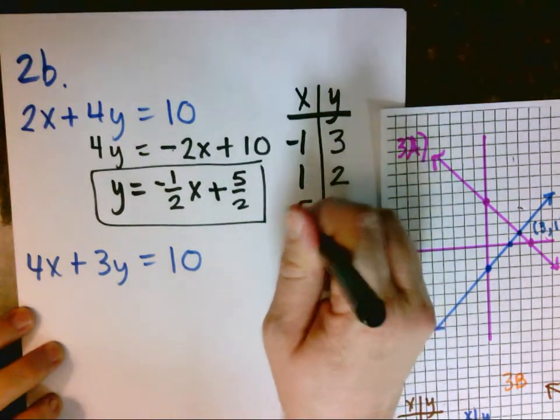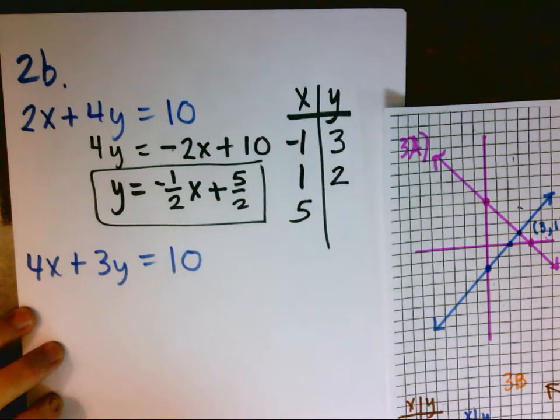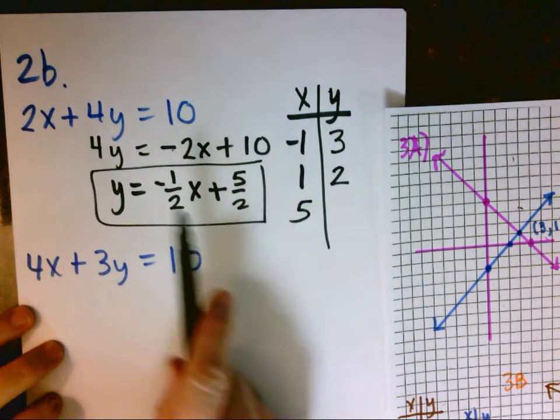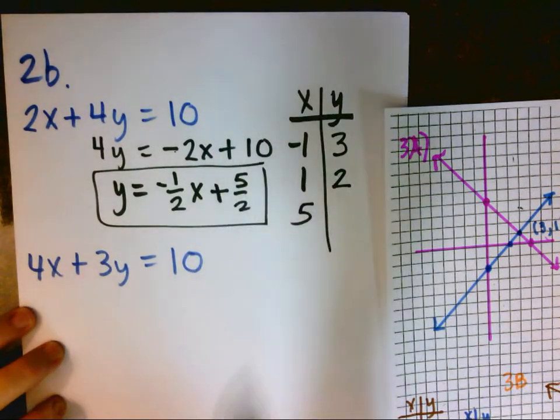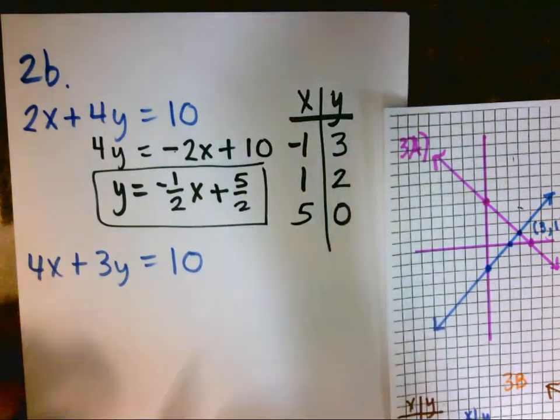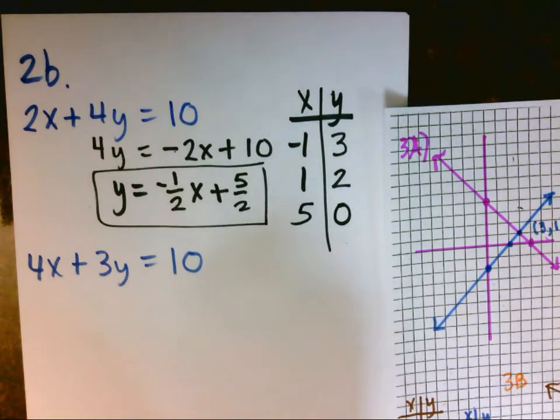And finally, I'm going to let x be, of all things, 5. And I'm doing that because I know that's going to give me the intercept, because I'll get a negative 5/2 and a positive 5/2, which makes a 0, and that's great for graphing. So I'm going to go ahead and put this on my graph by plotting those points in just a minute.